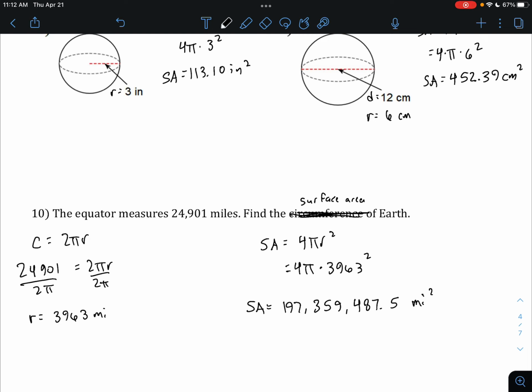So I went ahead and looked up the actual surface area of the Earth according to NASA or whoever does that, whoever found it in a more scientific way. We're going to see how close we were. So the actual is about 196.9 million, so 196,900,000 miles squared.